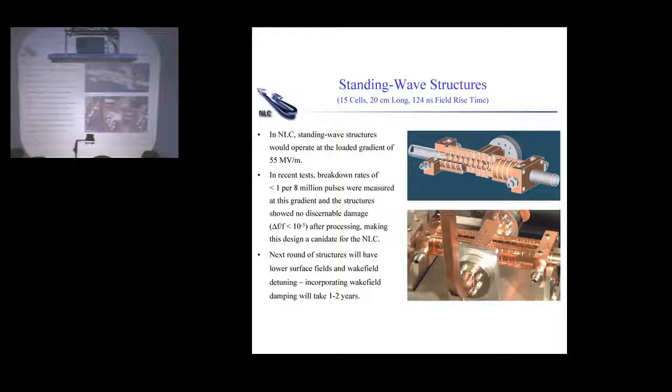And in the next round, we even have ones that will have a smaller surface field for the same acceleration gradient. And the more of a challenge here is to incorporate this wake field control, damping out these long-range wake fields that are generated when the beams go through.